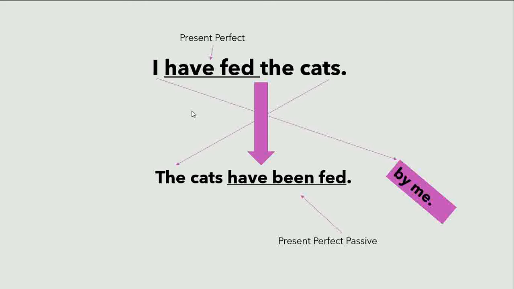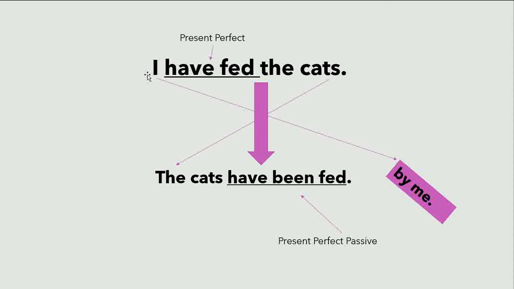I have fed the cat. I've taken only the second part of the sentence for explanation. "I" is understood, "by me," so we do not consider that in the passive voice. The cat, the object of the verb, becomes the subject in the passive voice, and "have fed" becomes "have been fed." Remember that over here "have" was for "I."